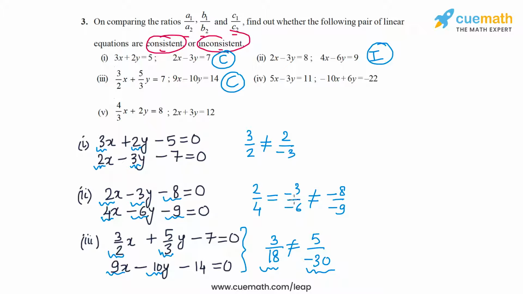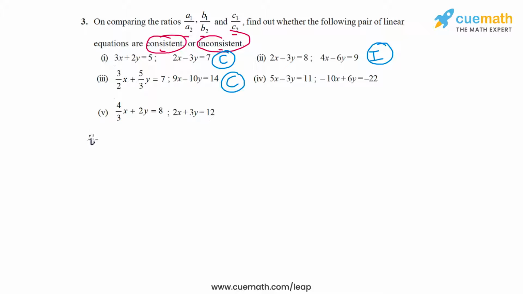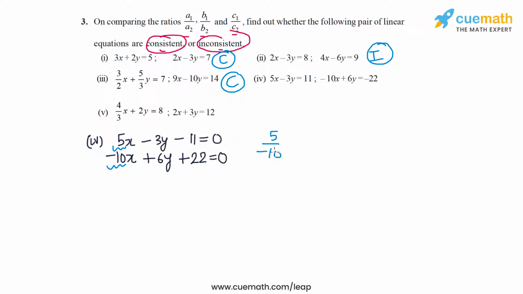Now let's go to part 4. In part 4, the two equations are 5x − 3y = 11, or minus 11 equal to 0, and −10x + 6y = −22, or plus 22 equal to 0. So a1/a2 is 5/(−10), that's −1/2 in the lowest form. b1/b2 is −3/6, so that's −1/2 again in the lowest form.